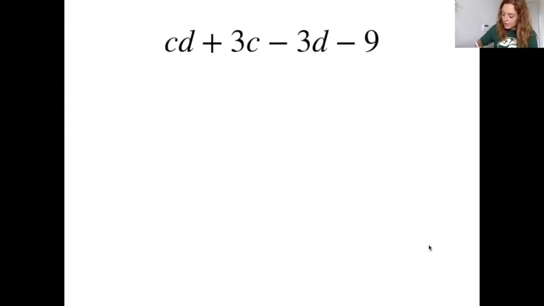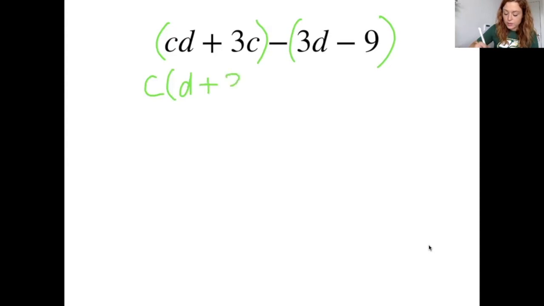Okay, so the first step: group the first 2 terms and the last 2 terms. Then we're going to find the GCF, the greatest common factor, of the first group, CD plus 3C. They both share a C. So we're going to factor out a C. And then I'm going to see what's left on the inside. So C times what would give me CD? Well, D. Then C times what would give me 3C? Plus 3. So it's whatever would be left on the inside if I were to undistribute that. Okay, so that's the first one.